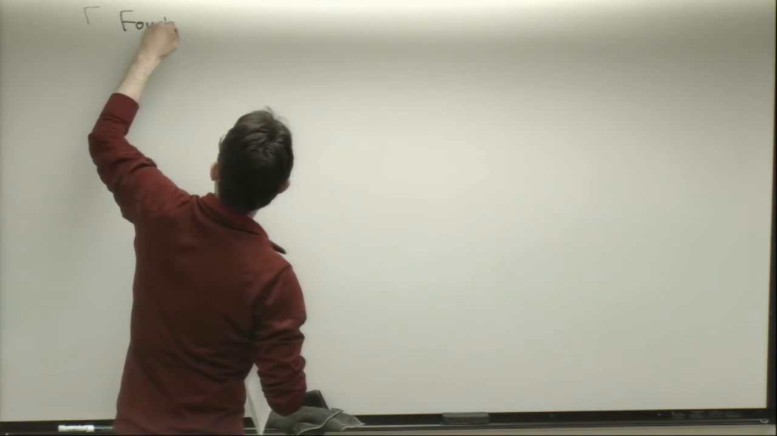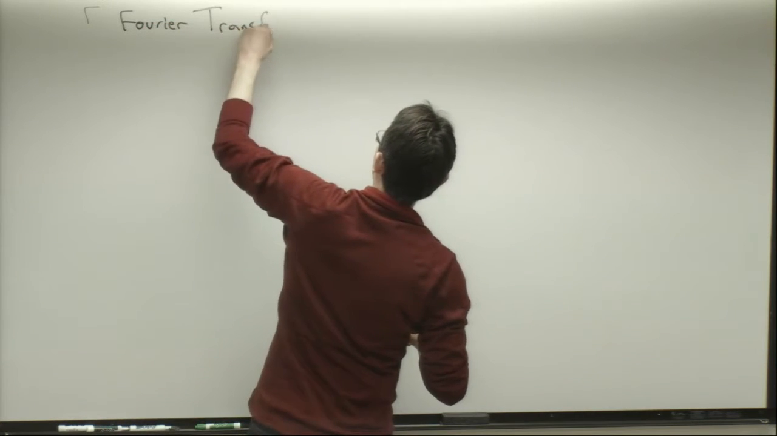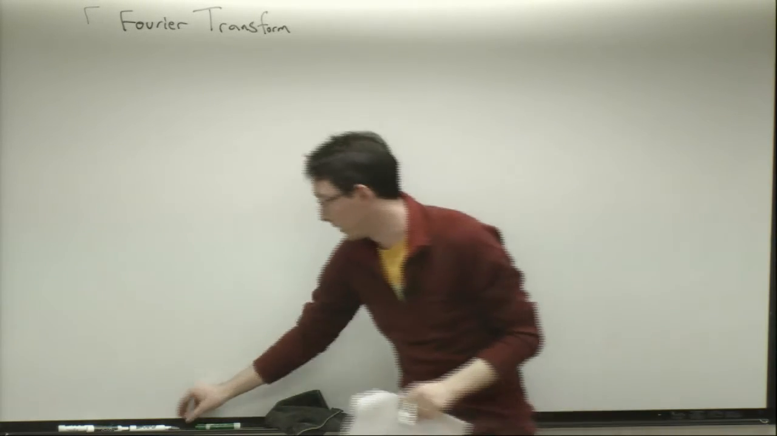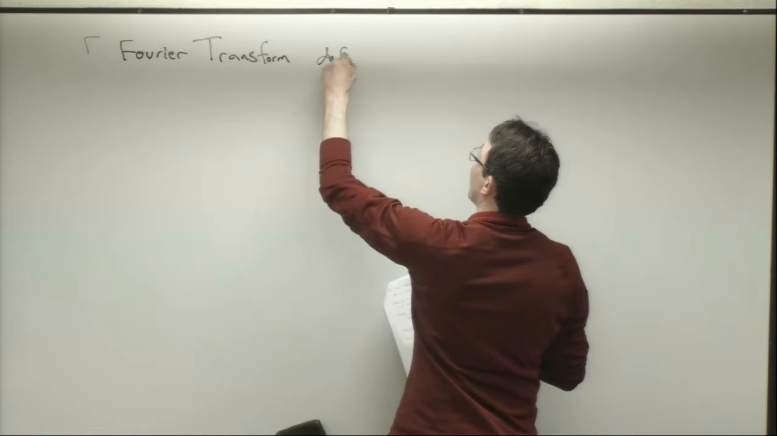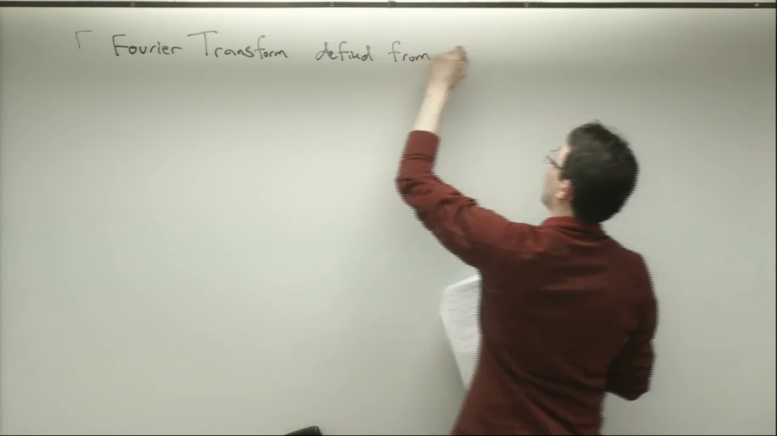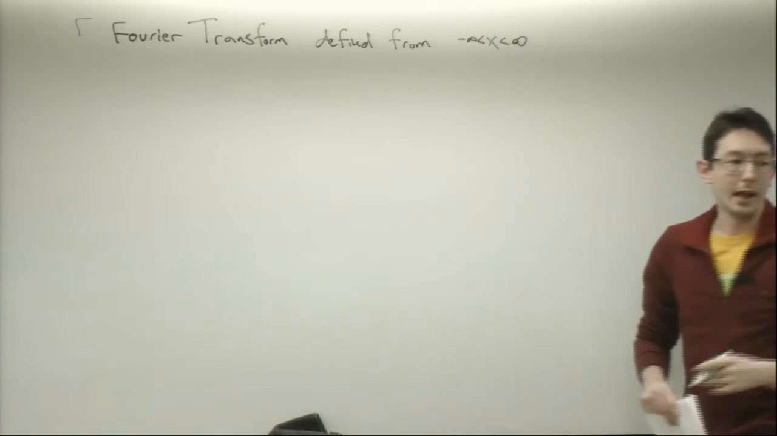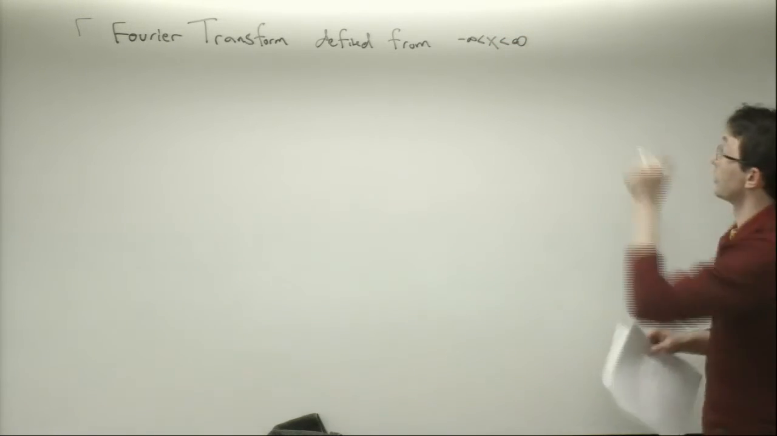So the Fourier transform is defined on the entire real axis, let's say from x in -infinity to infinity. And it's also defined for well-behaved functions.